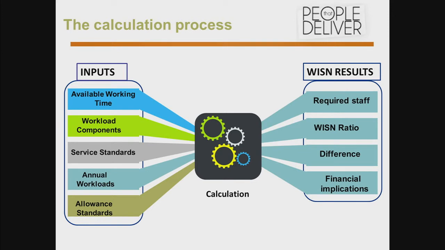So here's a diagram to show what kind of inputs need to go into the process and what kind of outputs you can expect. Again, the types and numbers of staff required, the workload pressure, which is expressed as a WISN ratio, the difference between available versus needed staff, and then the financial implications of increasing or decreasing staff, of redistributing tasks among staff, or even creating new categories of staff.